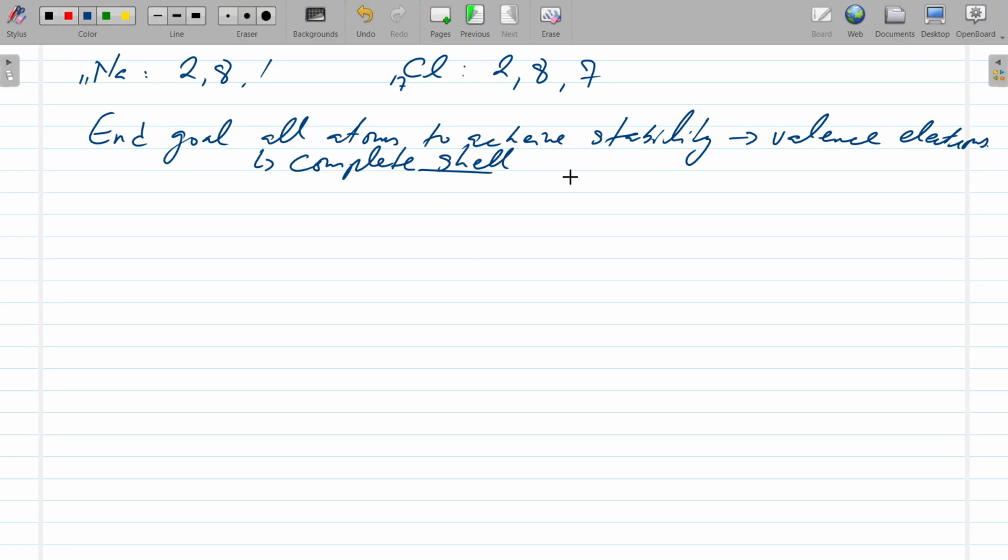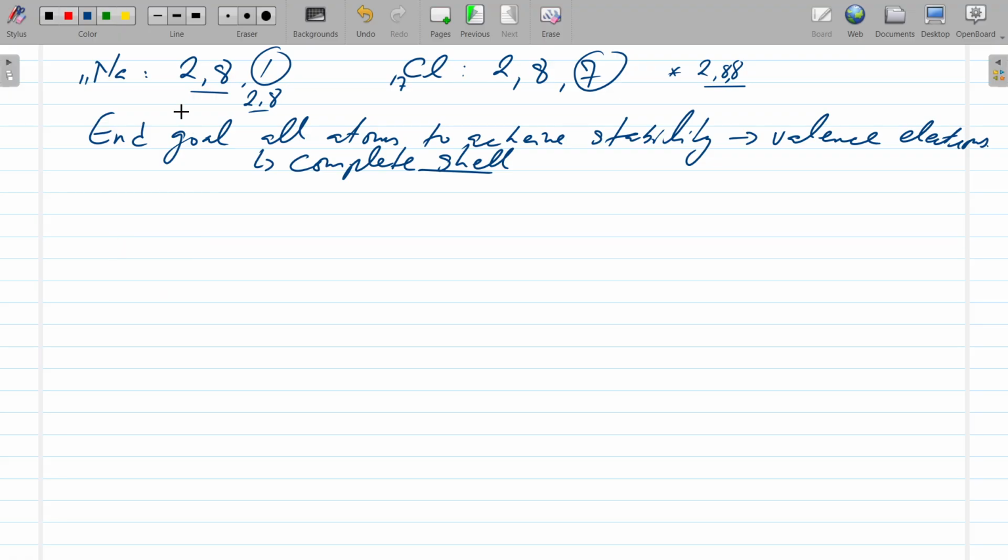Now, whether they achieve that by losing an electron, so you remove that, right? So if you remove the one outermost electron, you are left with 2 and 8, and that is a complete shell configuration. And here you're gaining one, and you will end up with 2, 8, 8, and that is also a complete shell configuration. So that is the end goal.